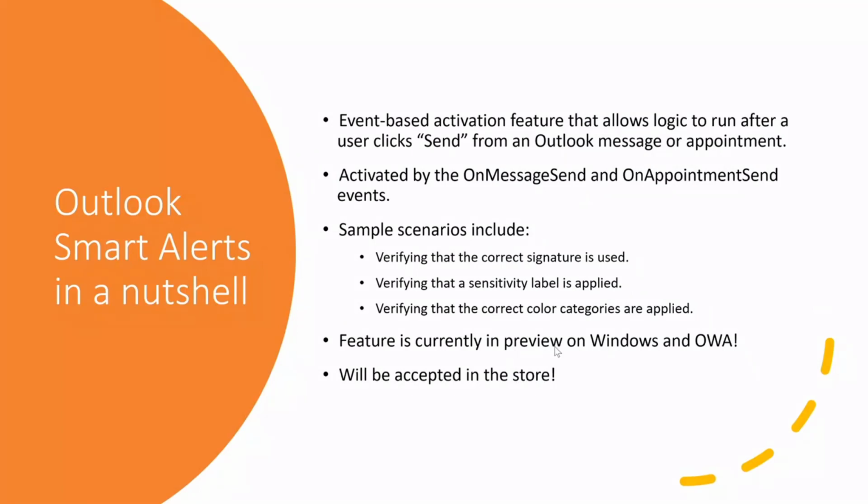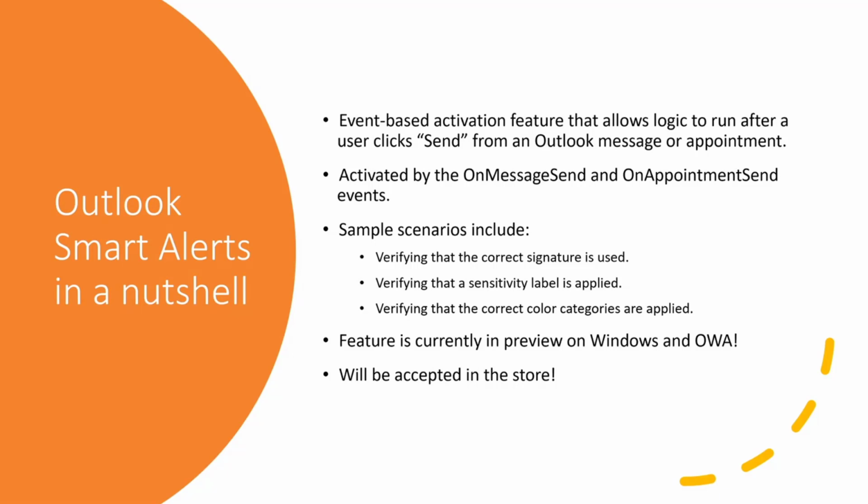We were able to squeeze a couple more events here, but smart alerts, for those of you who haven't heard of it, is basically part of event-based also. It's an event that actually gets triggered when a user clicks send on an email or an appointment. This is a very common, very requested pattern in Outlook, because many things happen when people send emails.